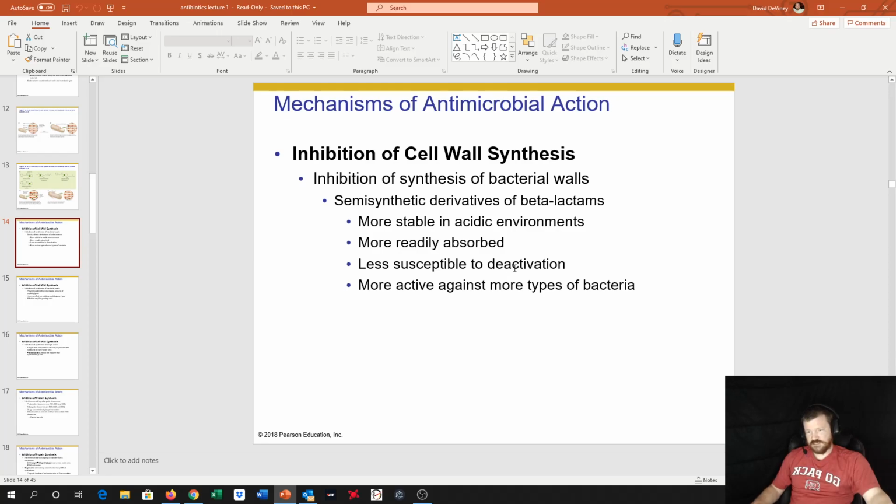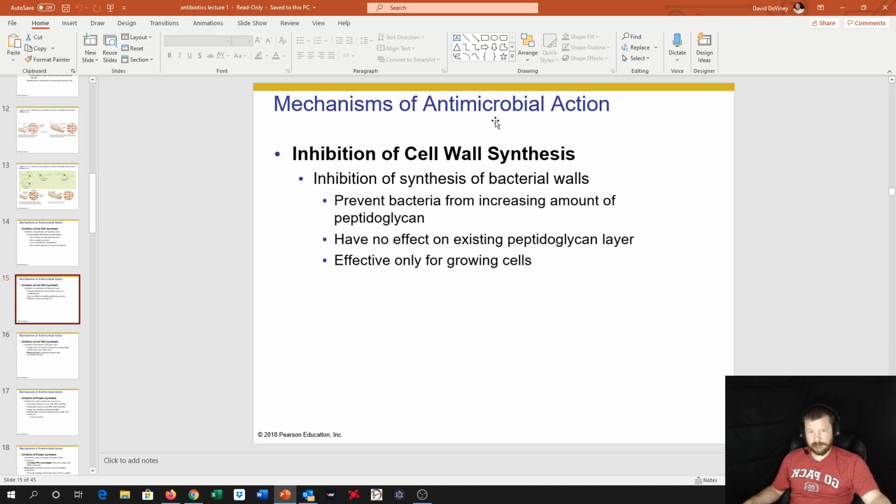How susceptible it is to deactivation, which means how susceptible is it to bacteria breaking it down and making it not function. Right? And then how active is it against other types of bacteria? So does it only affect one or does it affect multiples? Sometimes you want to take an antibiotic that's effective against multiple bacteria. Not always, but sometimes that can be effective, right? And so that's one of the things that we can synthesize in the semisynthetics, for instance, to make them better at doing these things. Let's see, I just talked about that, right? So as far as increasing the amount of peptidoglycan, if you can stop that, you can stop bacteria from growing.